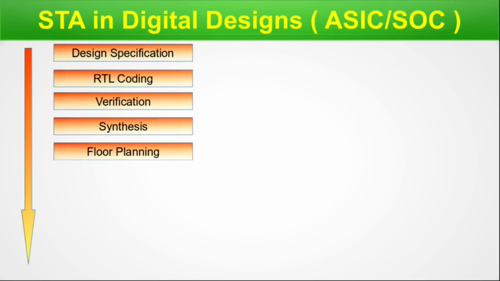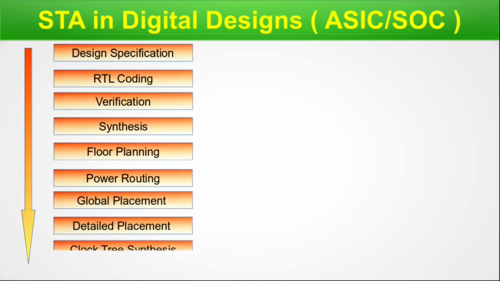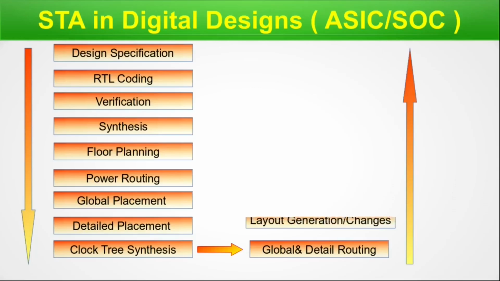Next goes the synthesis, then the floor planning. Next, power routing. Here we enter the backend part, in the floor planning and power routing stage. Then comes the global placement. Next comes the detailed placement. Next to it comes the clock tree synthesis. Now our flowchart will move to the right-hand side with the arrow, and the next step is global and detailed routing. The flowchart will now move upwards.